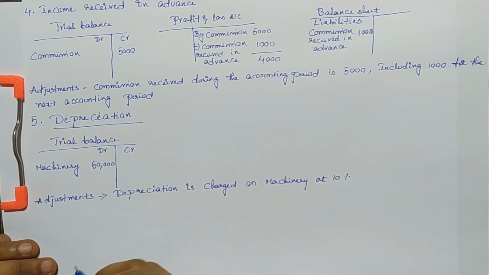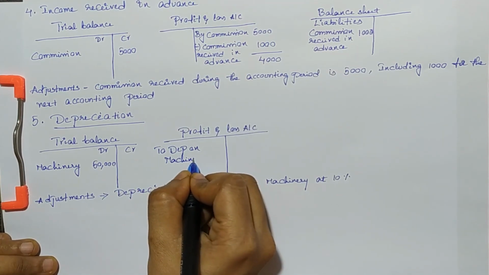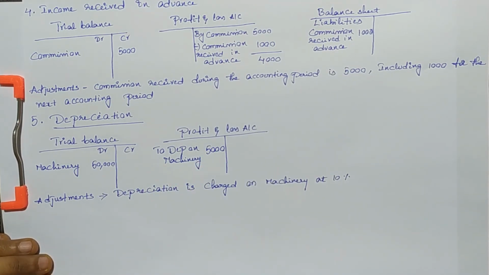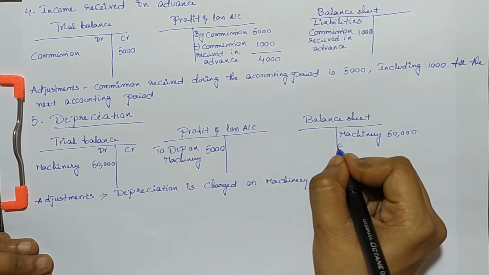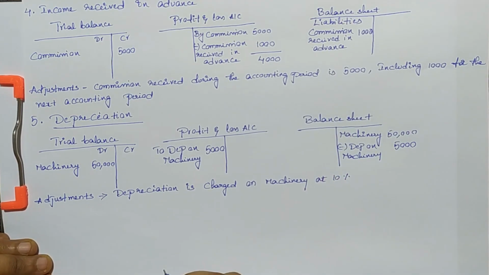In the trial balance, we have machinery amount on the debit side because it is an asset. The adjustment says depreciation is charged on machinery at 10%. 50,000 is the machinery value and 10% on that would come to 5,000. We will mention this amount on the debit side of the profit and loss account, and also we will deduct this amount from the machinery amount on the asset side of the balance sheet.